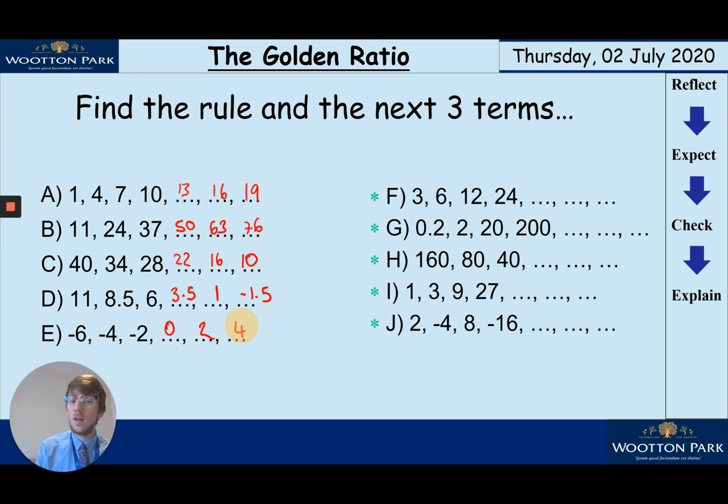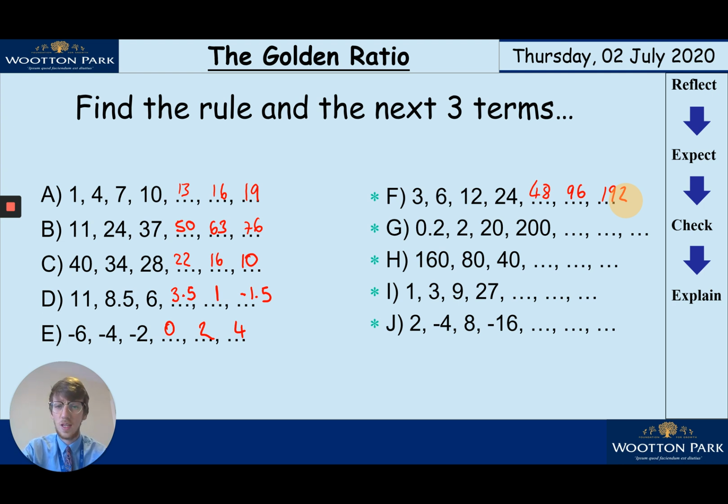The next ones are a little bit different, because all the ones so far are either adding or subtracting. This time they're not adding or subtracting each time. So we go from 3 to 6 to 12 to 24. That time they're doubling each time, so we're multiplying by 2. The rule is times by 2. So the next one's going to be 48, then 48 times 2 is 96, and 96 times 2 is 192.